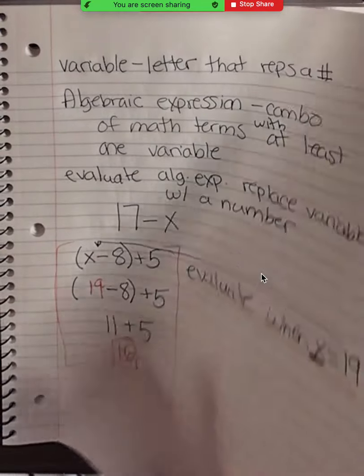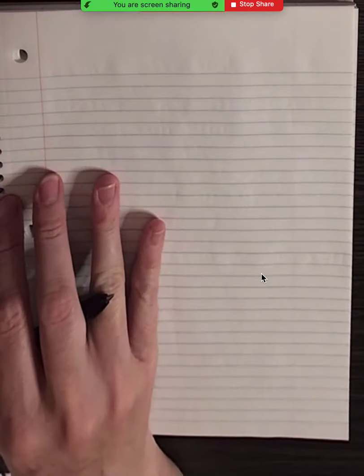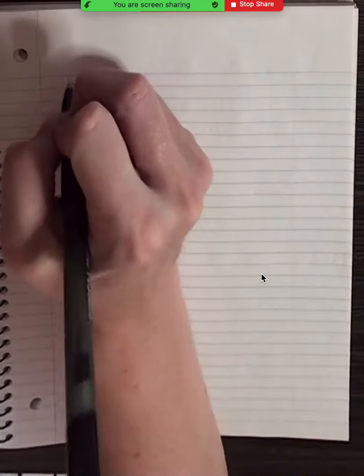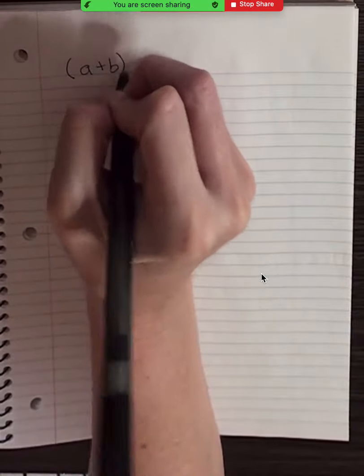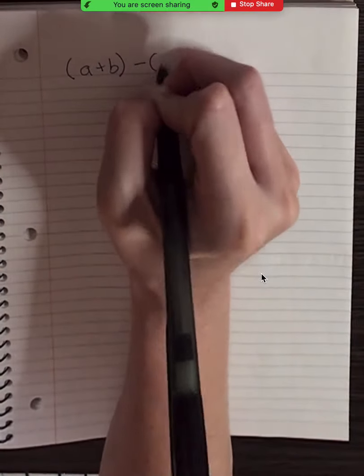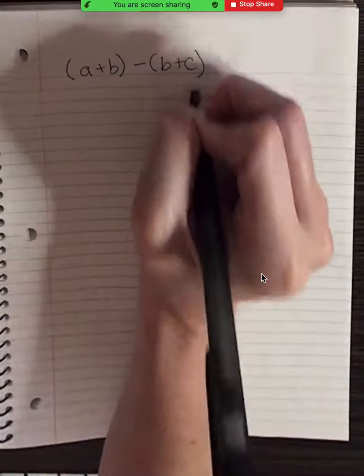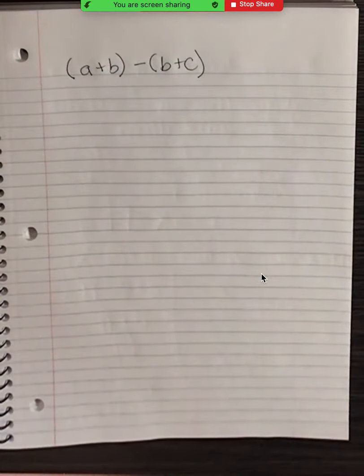All right, one more, and then that's 1.1. So sometimes your algebraic expression is going to contain more than one variable. The steps are still the same, okay? You still put in the value for the variables and then perform the operations, right? So we have a plus b in parentheses minus b plus c, right?